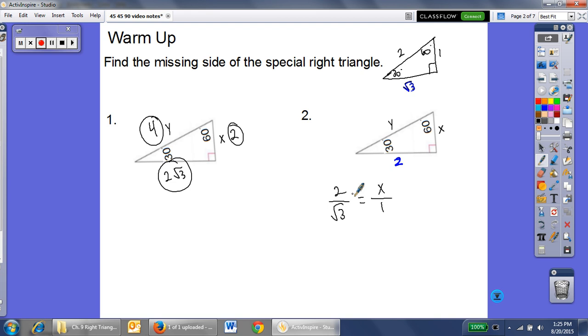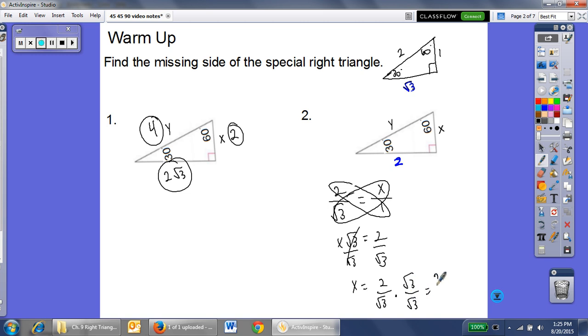Okay, so cross multiply, so we get x square root 3 equals 2 times 1, which is 2. Divide by square root 3 on both sides. We get x equals 2 over the square root of 3. Rationalize the denominator. We can't have that on the bottom. So we get 2 square root 3 over 3. So that means x is 2 square root 3 over 3. And our hypotenuse is double that, so double that would just be 4 square root 3 over 3.